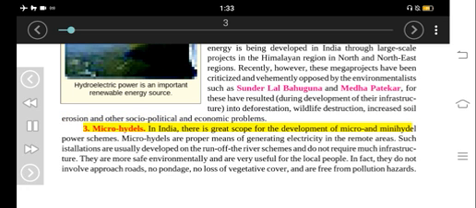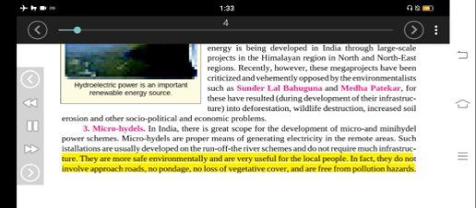3. Microhydels. In India, there is great scope for the development of micro and mini-hydel power schemes. Microhydels are proper means of generating electricity in the remote areas. Such installations are usually developed on the runoff the river schemes and do not require much infrastructure. They are more safe environmentally and are very useful for the local people. In fact, they do not involve approach roads, no pondage, no loss of vegetative cover, and are free from pollution hazards.